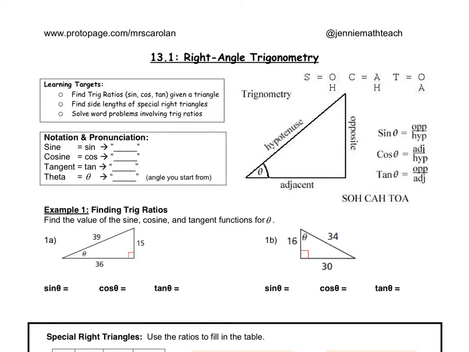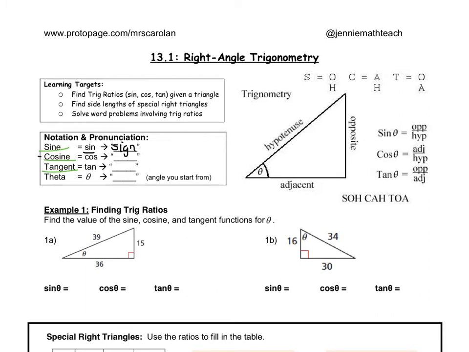So remember good old SOHCAHTOA? Let's make sure we can pronounce sine, cosine, and tangent correctly. When you see the abbreviation for sine, S-I-N, it's not sin. You still pronounce it sine, like a road sign.